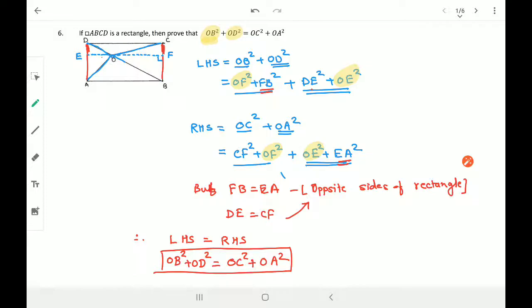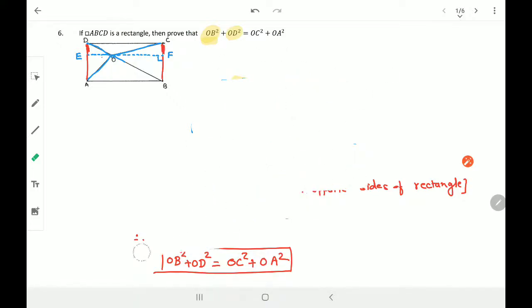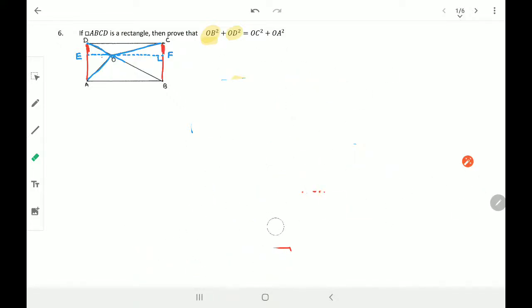Before we start the next question, I just want you to understand the Pythagoras theorem again in a proper manner. So I'll show you the Pythagoras theorem.